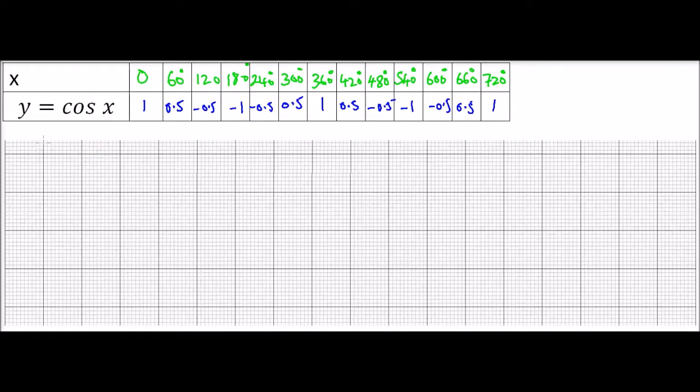So I start by labeling my y-axis. This is the starting point. So this is 1 and this is 0.5. So it is minus 0.5 and minus 1. Then our x-axis, we have 60, we have 120, we have 180, we have 240, we have 300, we have 360, we have 420, 480, we have 540, we have 600, we have 660, we have 720. This is our x-axis.